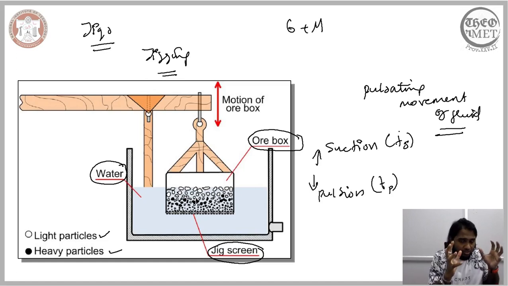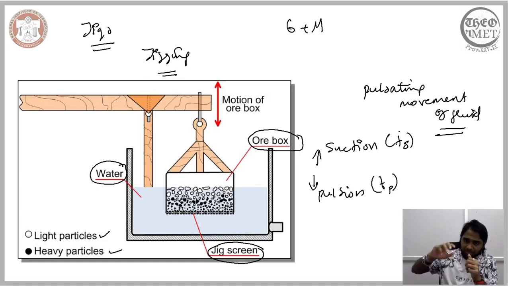The process of jigging, the technique of jigging, is again similar to the overall description of gravity separation. It essentially wants to separate the particles based on their movement under the presence of a dynamic fluid. And this dynamic fluid is a pulsating water in the case of a jig.